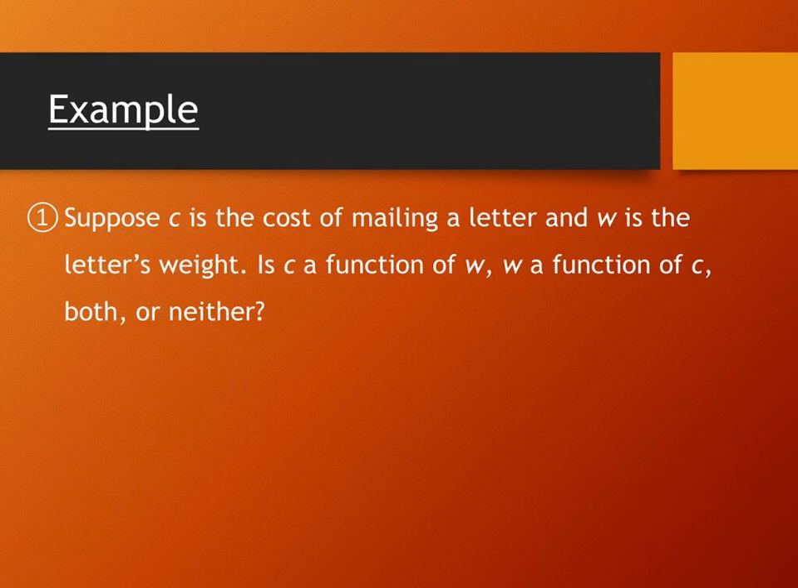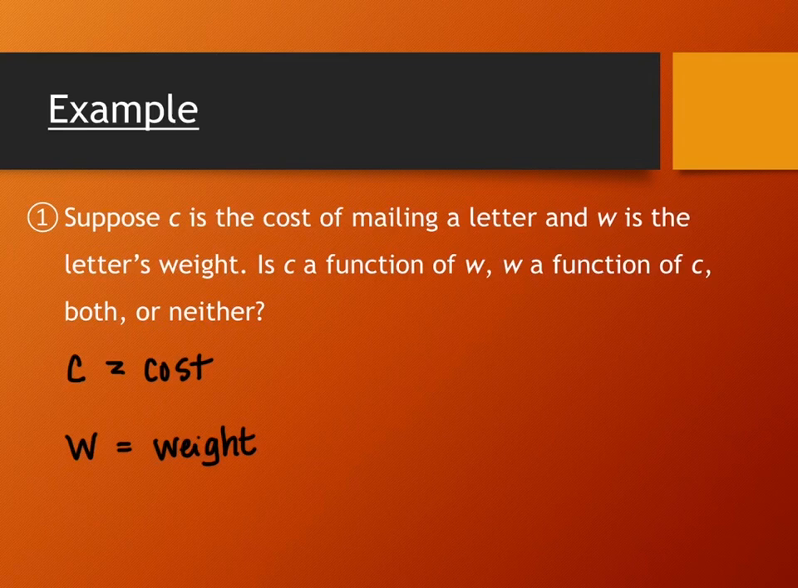There's two variables at play in this problem. There's C and there's W. What is C? The cost, probably in dollars, right? And W is the weight, and because it's a letter, it's probably weight in ounces. These items don't really matter, but just to be aware of them. Okay, there's a unit that we're using here.